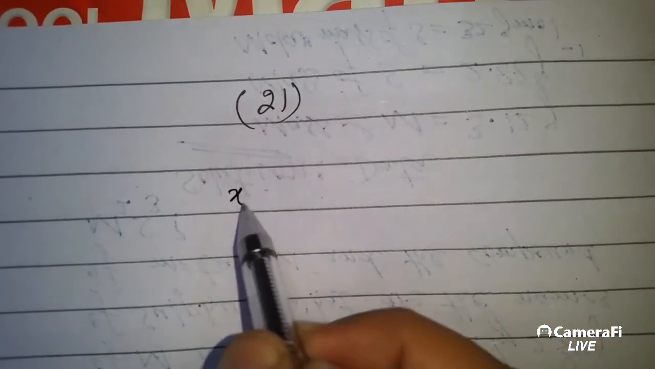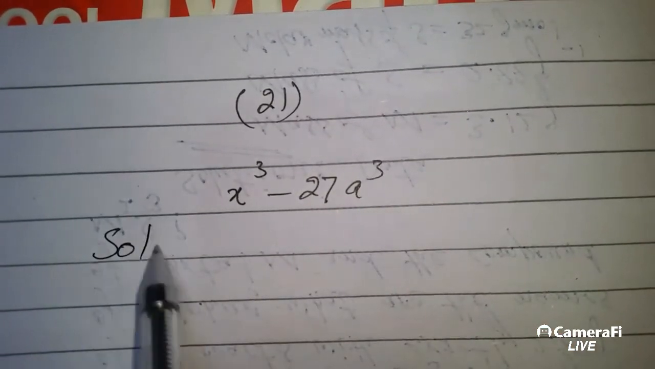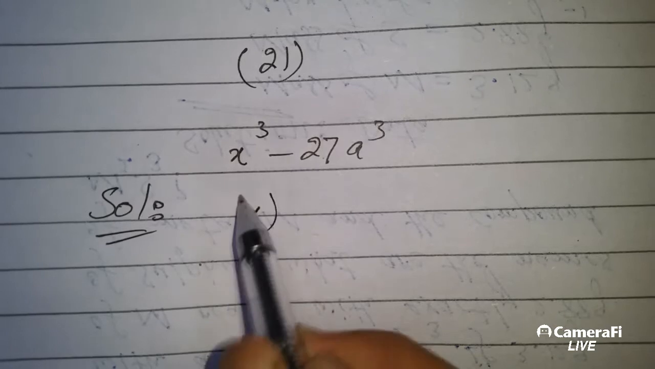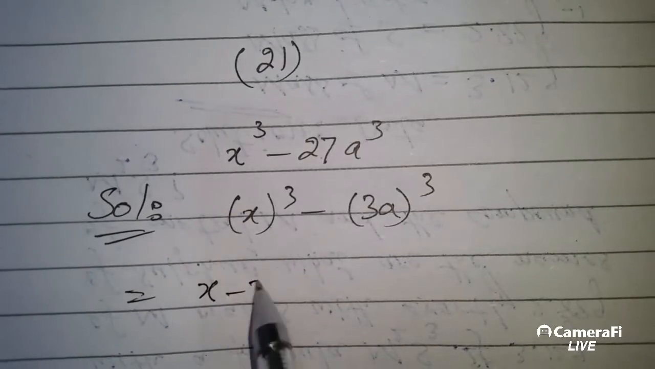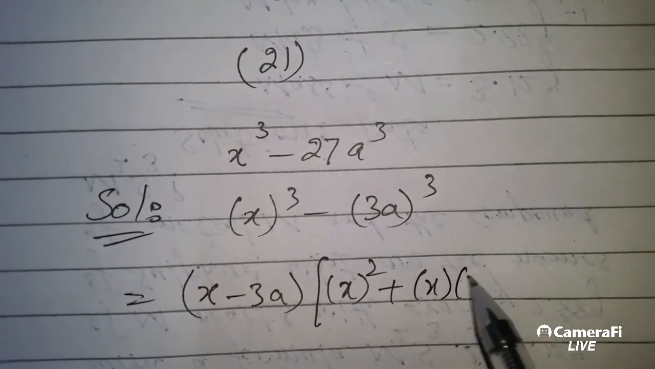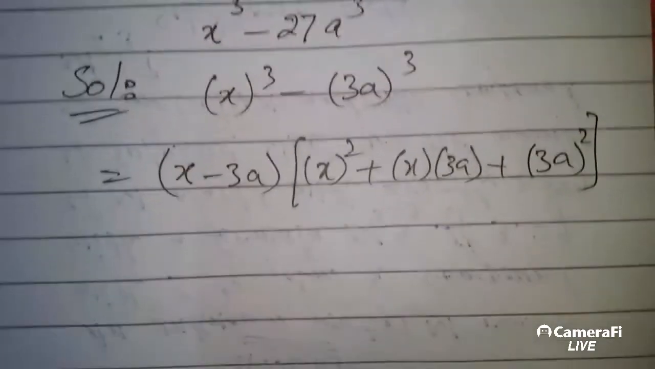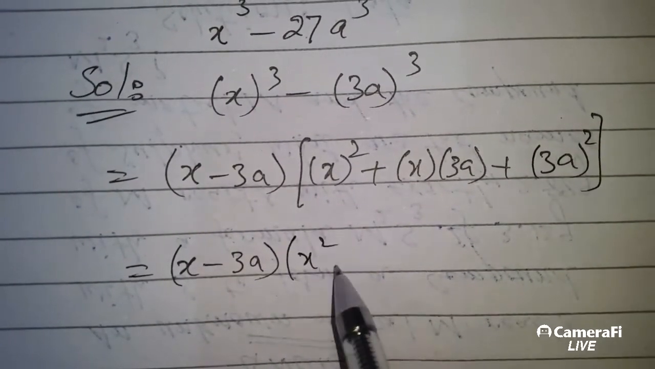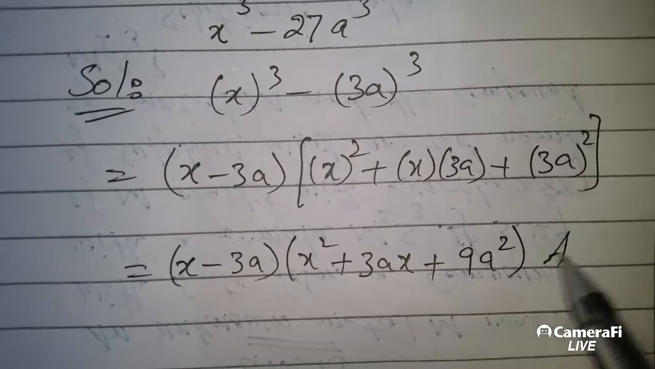21st question. The only thing that you need to do is to just know the formula of cubes. Here first term, second term, square of the first term plus first term into second term plus square of the second term. This is just simplification, and that's it.